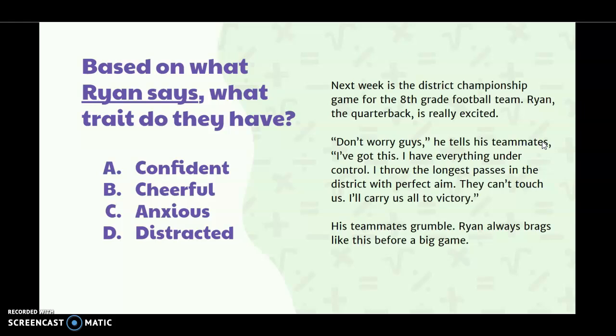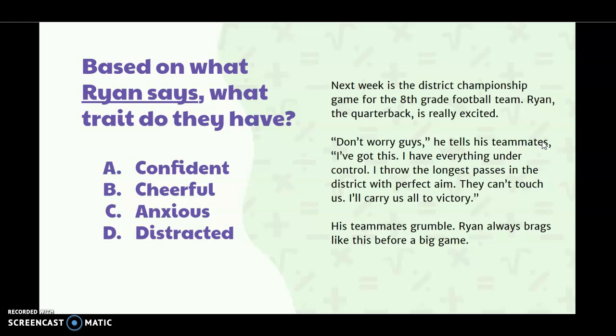"Don't worry, guys," he tells his teammates. "I've got this. I have everything under control. I throw the longest passes in the district with perfect aim. They can't touch us. I'll carry us all to victory." His teammates grumble. Ryan always brags like this before a big game.